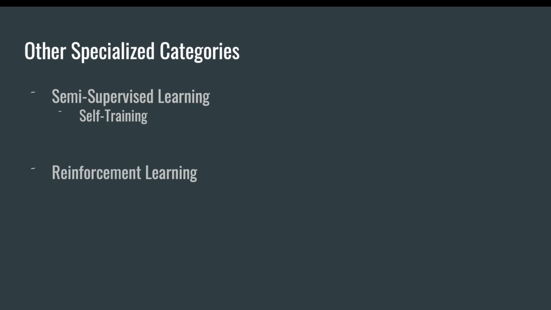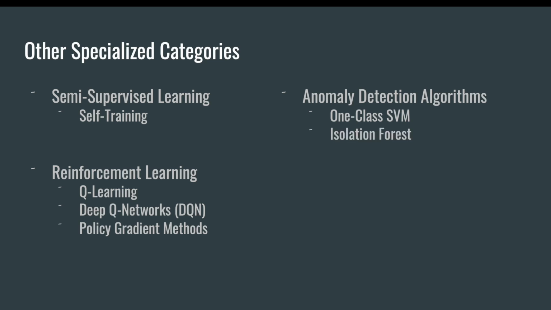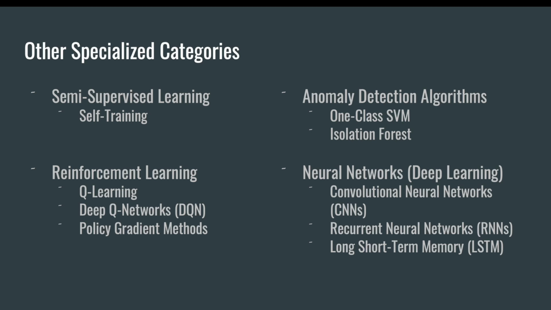We have reinforcement learning, where we will be learning about Q learning, deep Q networks or DQN, policy gradient methods, and then we have anomaly detection algorithms, under which we will learn one class SVM, isolation forest, and finally we have the neural networks, which is deep learning, and here we will look at convolutional neural networks or CNNs, recurrent neural networks RNNs, long short term memory LSTM, and transformers.